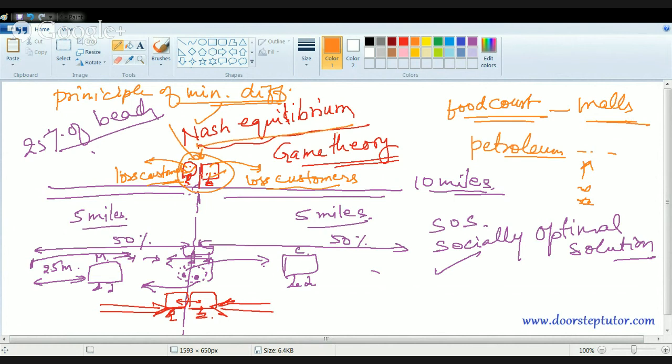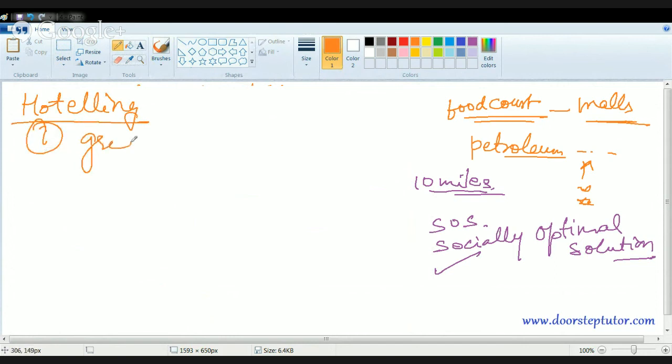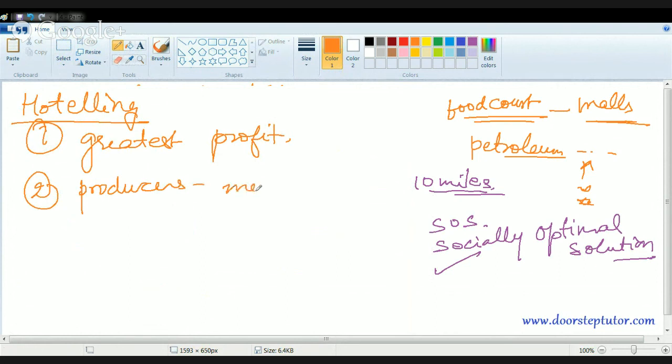Now, what are the findings of Hotelling's theory? The major findings: first, it aims at the concept of greatest profit. So Hotelling's theory, as we said, to summarize, is based on the concept of greatest profit or profit maximization. The next important point in Hotelling's theory is that suppliers or producers try to monopolize the market. So when they are trying to monopolize the market, they try to reach the maximum number of customers.